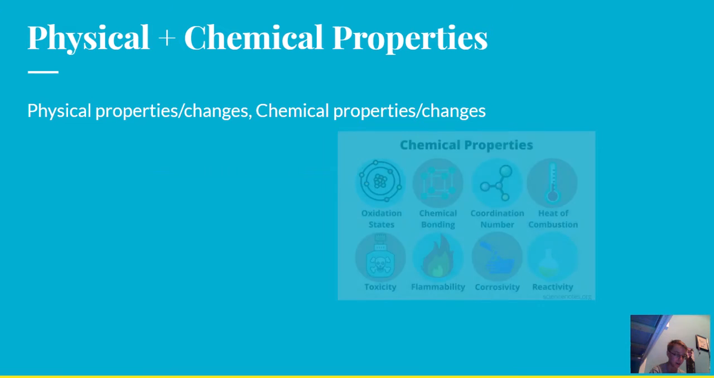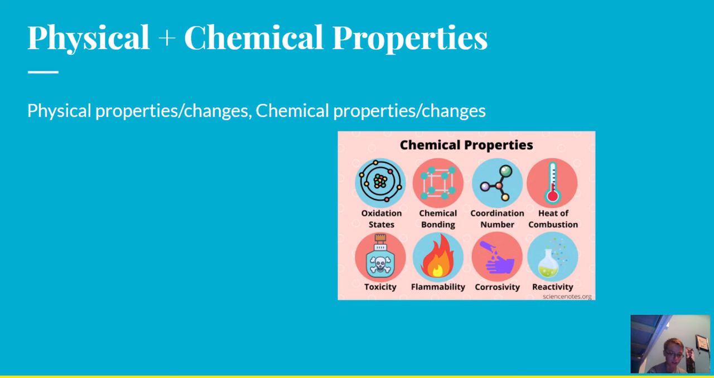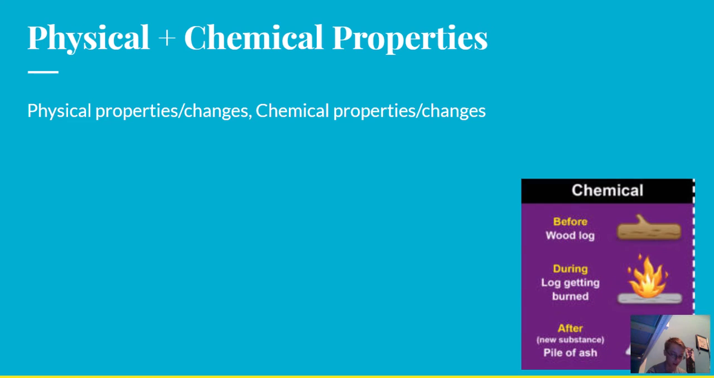Chemical properties. Properties that are only observed when the identity of the substance is changed. Chemical properties include combustibility, flammability, toxicity, reactivity. Chemical changes. Changes that are only observed when the identity of the substance is changed. Forming rust, burning wood. Example. In this picture, it's kind of blocked by my face, but it's wood before it burns and then it turns into ash, which is a new substance.